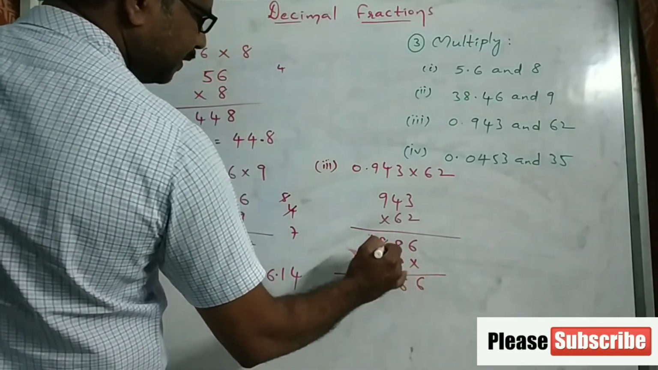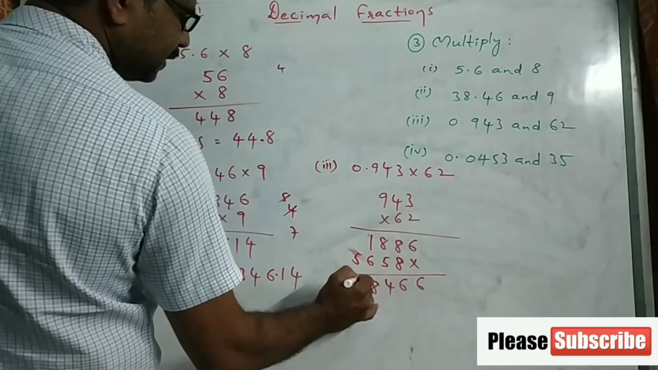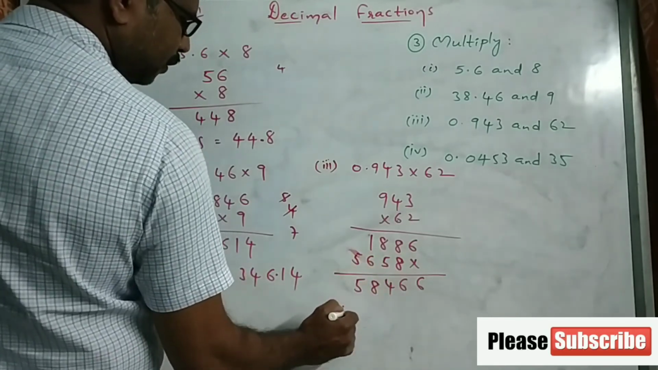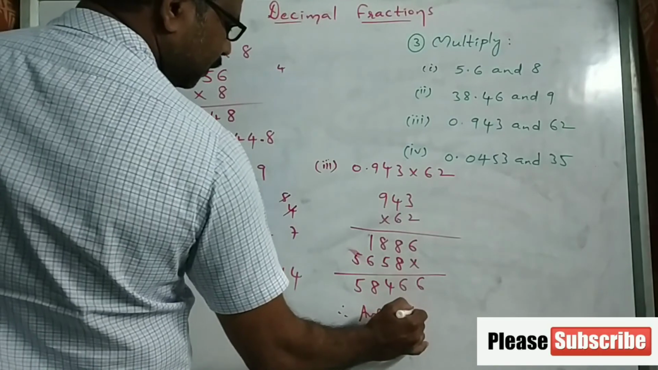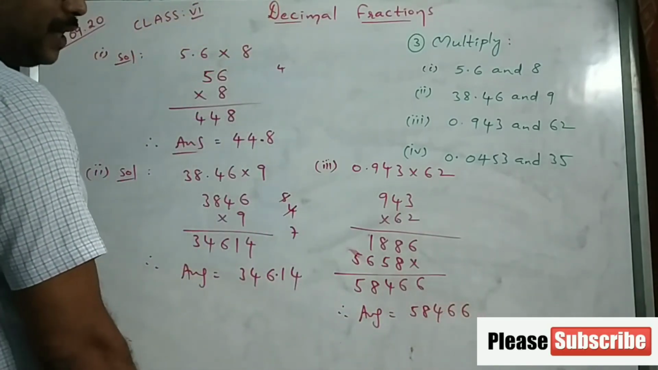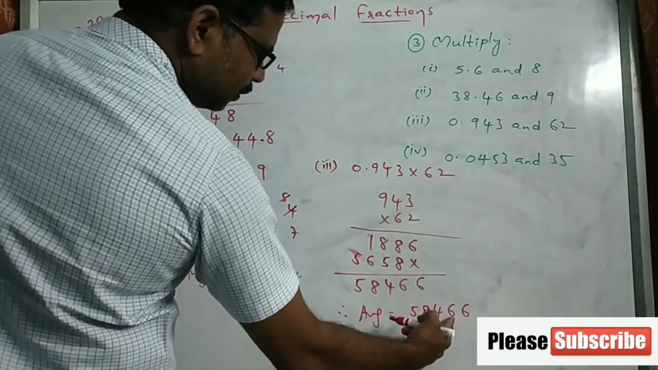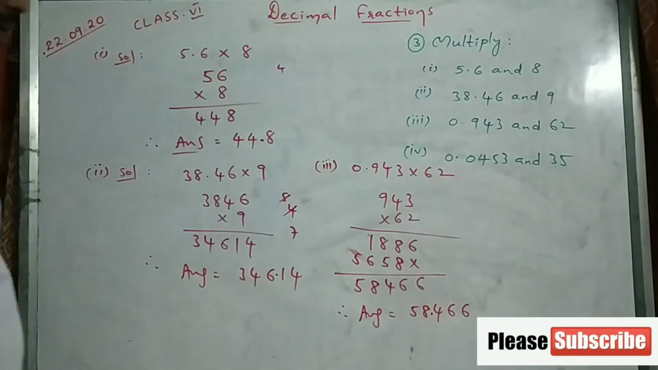6, 16, 14, 8, 5. So final answer is 58466. After how many digits you should keep decimal now? 1, 2, 3. That is the final answer. Hope it is clear.